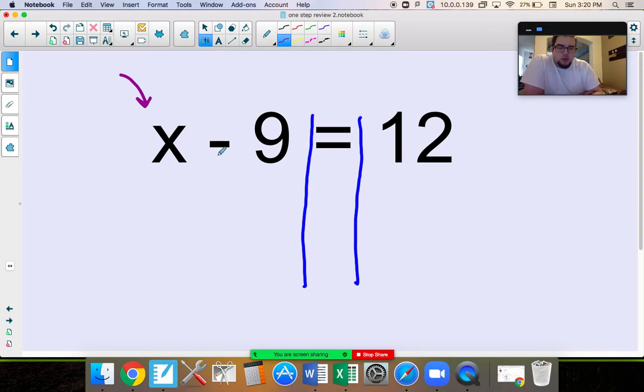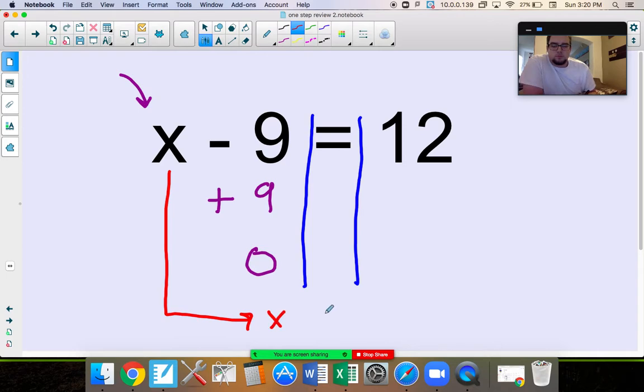Now since it's subtracting, we're going to do the opposite and add it. What we're trying to do is create a 0. So negative 9 and positive 9 create 0. They'll let us bring x down. But anything we do to one side, we have to do to the other. So 12 plus 9 gives us 21. X is by itself, no numbers with it, so it's equal to 21.